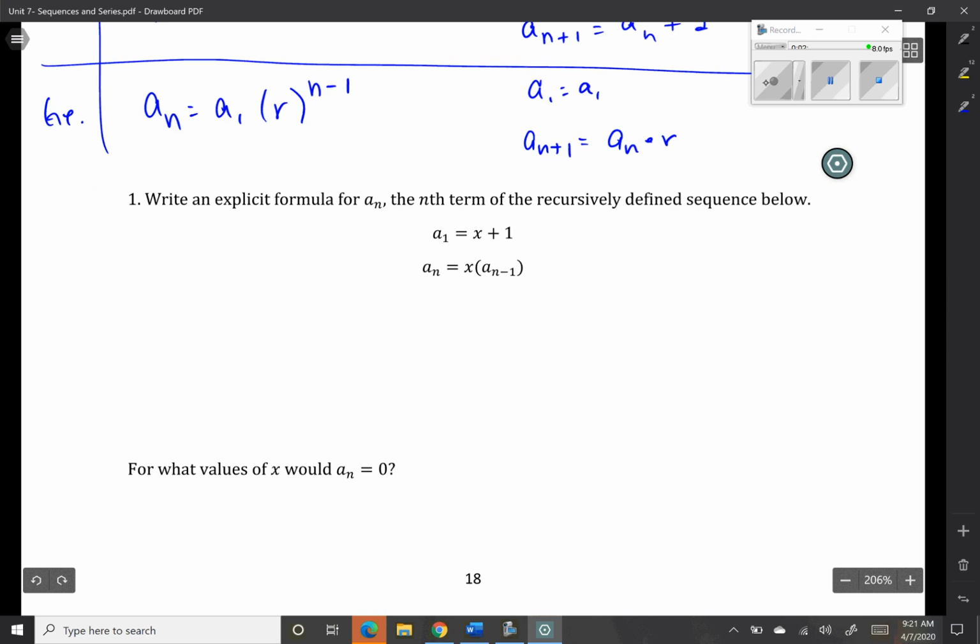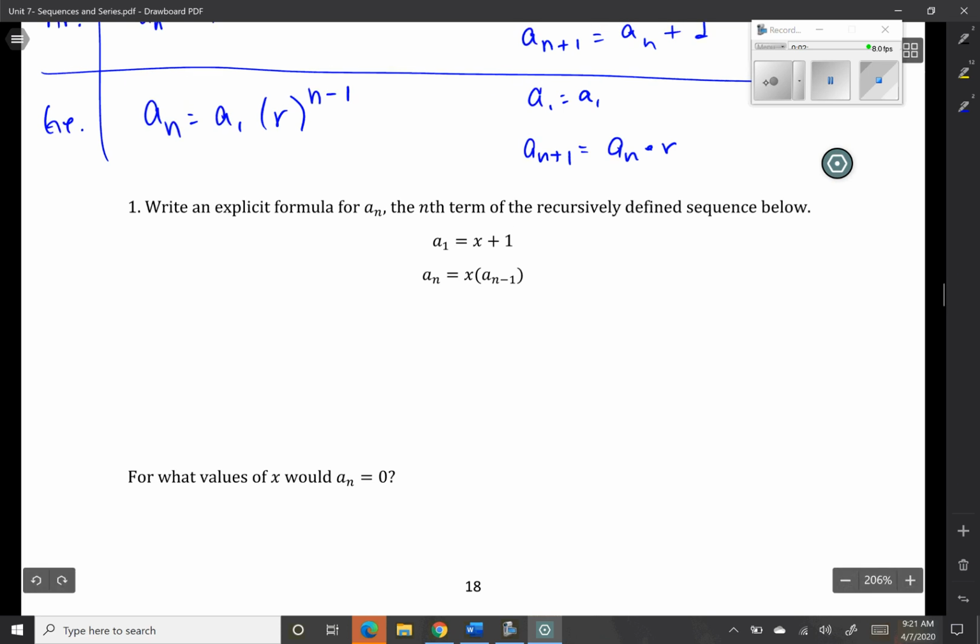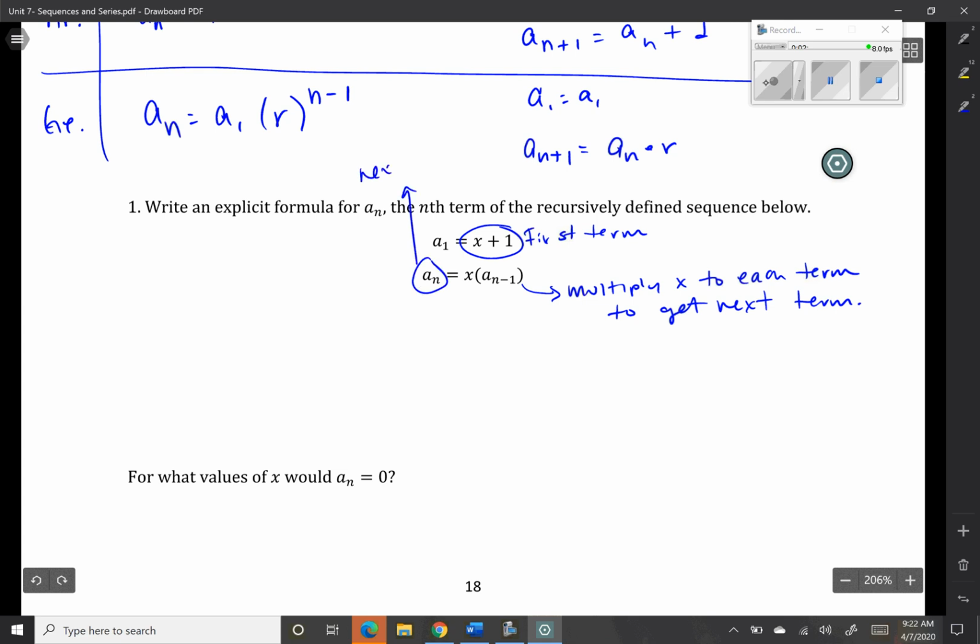So let's take a look at number 1. It says, write an explicit formula for a sub n, the nth term of the recursively defined sequence below. What this is telling us is the first term, right? This is the first term. And it's telling you that it's geometric because it's a product, and we're multiplying x to each term to get the next term. That's what this is saying. Remember, this side, no matter what it is, is always the next term.